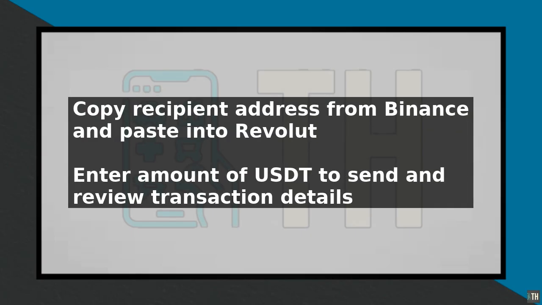Make sure to double-check that the address is correct, as sending cryptocurrency to the wrong address can result in loss of funds. After entering the recipient address, you will be asked to enter the amount of USDT you want to send. Enter the amount and review the transaction details, including the fees and the estimated arrival time. Once you have reviewed the transaction details, confirm the transaction. The USDT will be sent from your Revolut account to your Binance account.